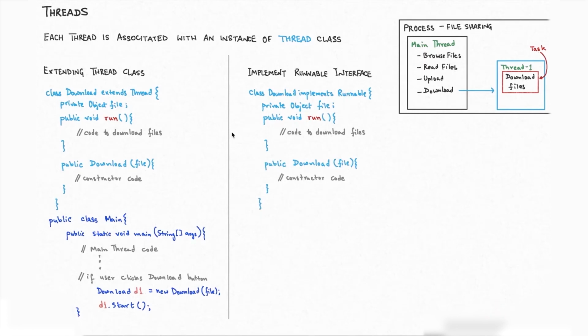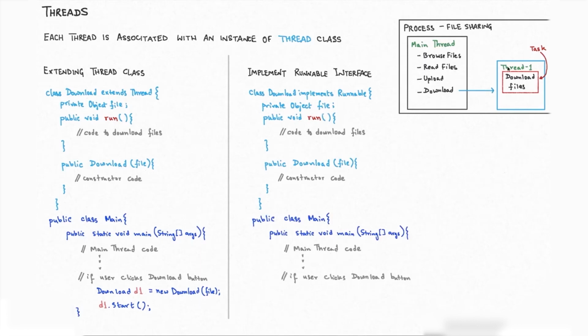So what's the difference between these two things? Both of them have the run method, and both of them have the code to download files inside the run method. The difference is in how we use them. So if we go to the main class, in the main method, we will have our main thread code. Now, again, if a user clicks on a download button corresponding to any file, at that point, we would want to create a new thread and then give that thread the task of downloading files and execute that thread. So we create an instance of our download class.